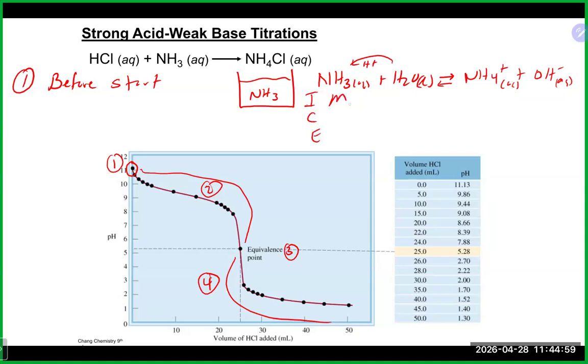For the change here, we're going to go with molarity. This is just going to be molarity, and x is this table.